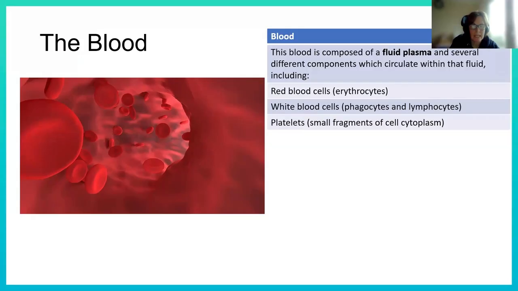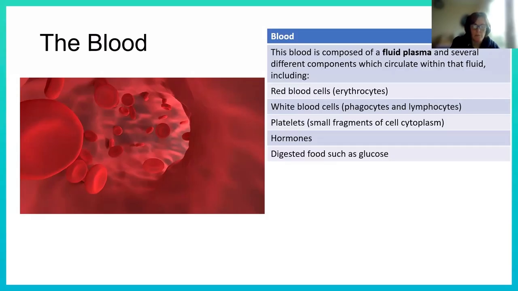And then there are also platelets. Now, these aren't technically cells, but they're bits of cells that have been pinched off. They're bits of cell cytoplasm. And we'll talk about them when we talk about clotting. We've also got loads of hormones circulating. Those are really important communication chemicals.